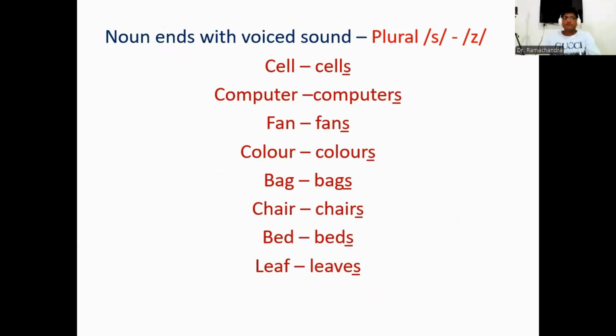Color, again schwa. Colors, with z. It comes quickly, but it's not colors with s. Instead of s, z. Bag, bags. Chair, chairs. Again, chair ends with a diphthong: air, hair, chair. Chairs with z. Bed, beds, with z, not s. Leaf, leaves.